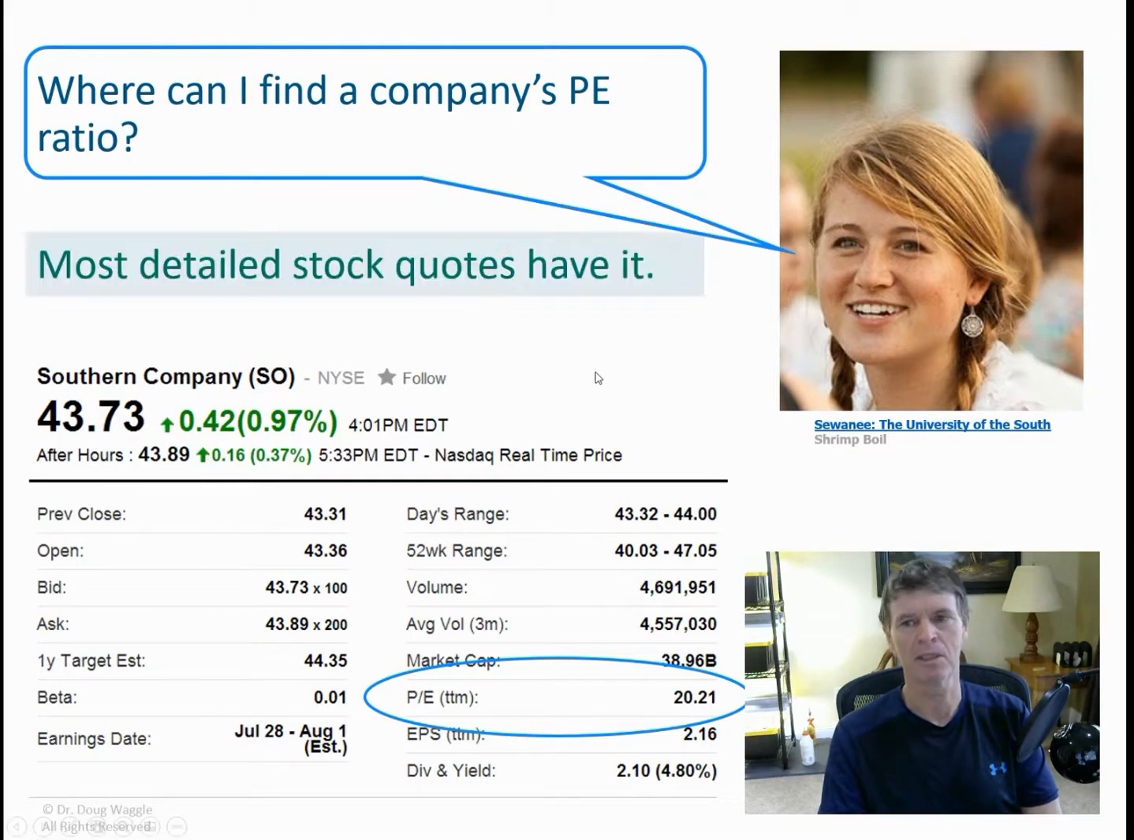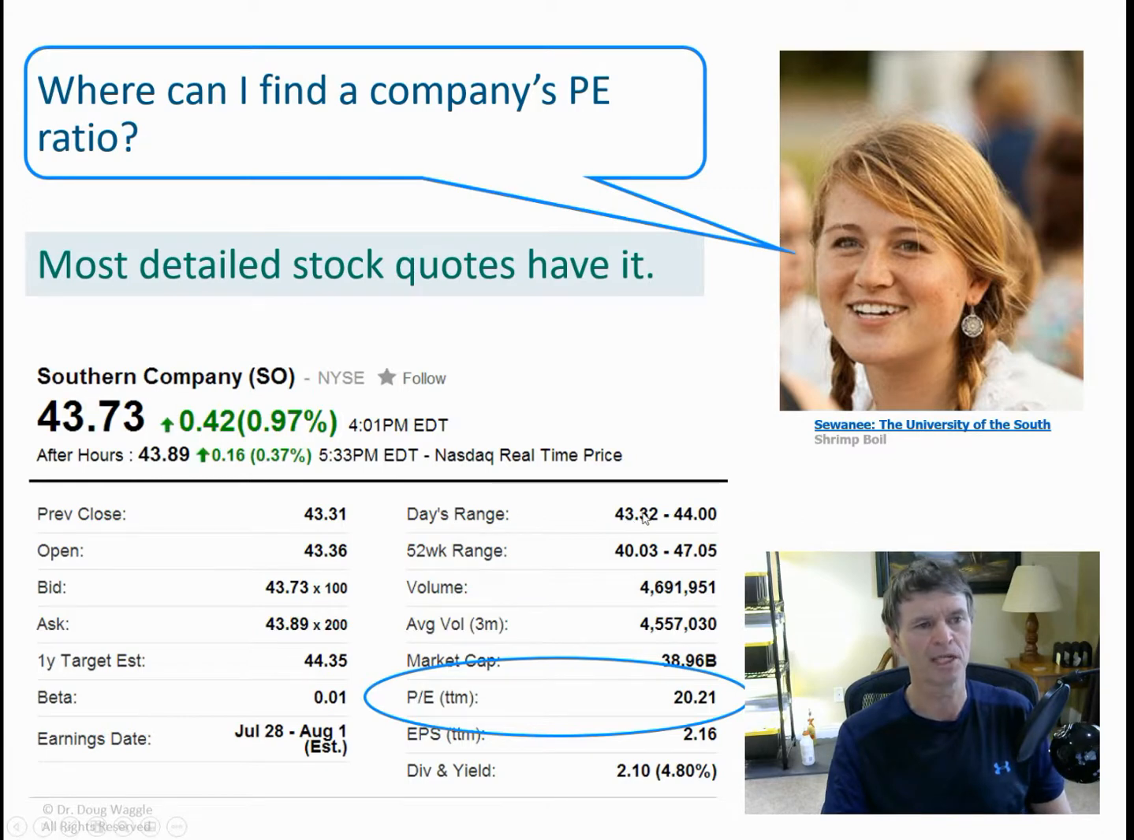So pretty much any of your nice detailed quotes will have this PE ratio. So that's why I'm showing this to you. It's one of the most widely circulated relative valuation measures. And then we'll touch on what market cap is. EPS is earnings per share. Dividend, that's $2.10 per share. Dividend yield, that's your dividend divided by your current price. We already saw that. So we know PE, EPS, and volume is just number of shares traded. Average volume is the average volume, and this is over 3 months.